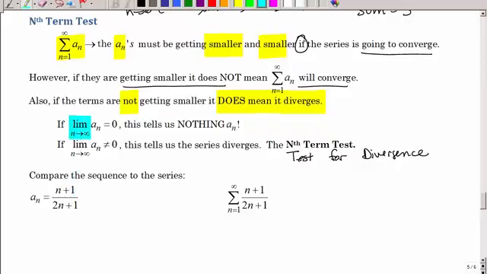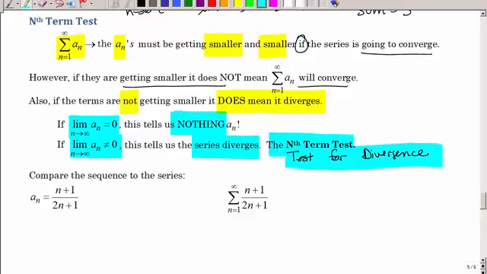So if the limit of the terms equals 0, so if the terms are getting smaller and smaller and smaller, this tells us absolutely nothing about convergence and divergence. Nothing. However, if the terms are not converging to 0, it tells us the series diverges. And that's called the Nth Term Test, or the test for divergence.